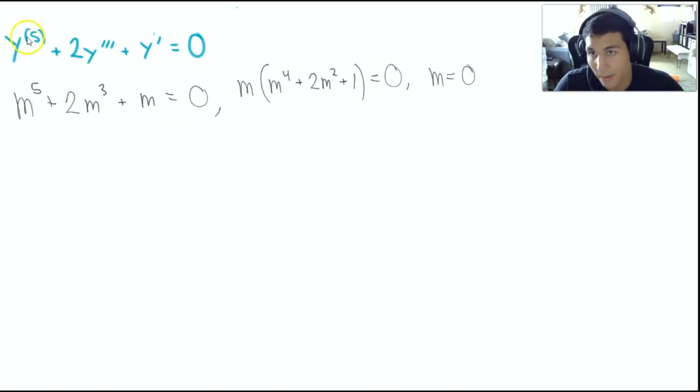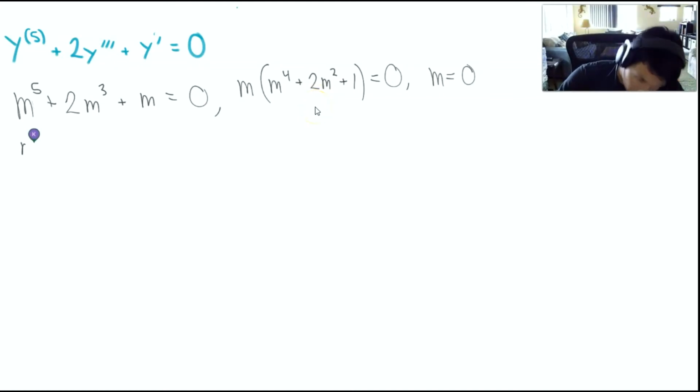If we have an order 5 derivative, then we'll have a degree 5 polynomial, and if we have a degree 5 polynomial, we should have 5 roots. So we need to find 5 values of m that make this equal to 0, right? That's the goal. Okay, we got rid of this first one, so let's just focus now on m to the power 4 plus 2m squared plus 1.